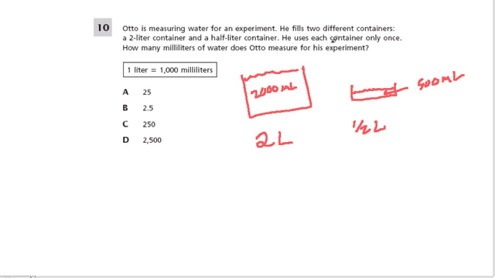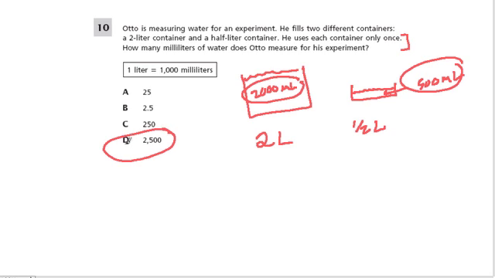He uses each container only once. How many milliliters of water does Otto measure for his experiment? Okay, well, I wish they would just say that he fills them up, and then how much water is that? The wording here is a little confusing, but basically they're saying, if you fill these up, how many milliliters of water would you have? Well, you have 2,000 in this container and 500 in this container, so altogether you have 2,500 milliliters of water. Okay, I hope that helped.